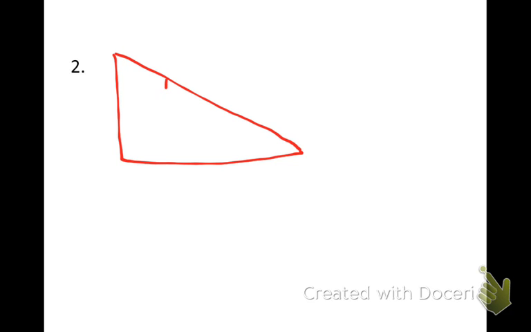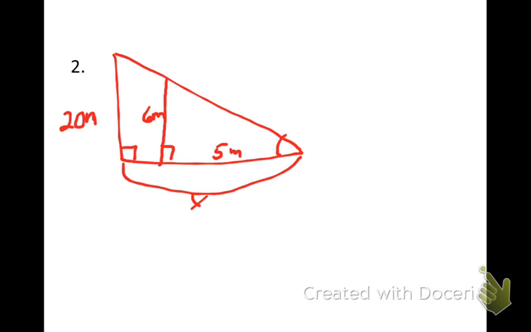Alright, so we need to draw in this triangle. It's got a triangle inside a triangle. Okay, so we have our right angle here, we also have a right angle here, and they both have this side or this angle in common. So this is 20 meters on this side, this is 6 meters here, this is 5 meters here, and this total distance down here is the x I want to find.